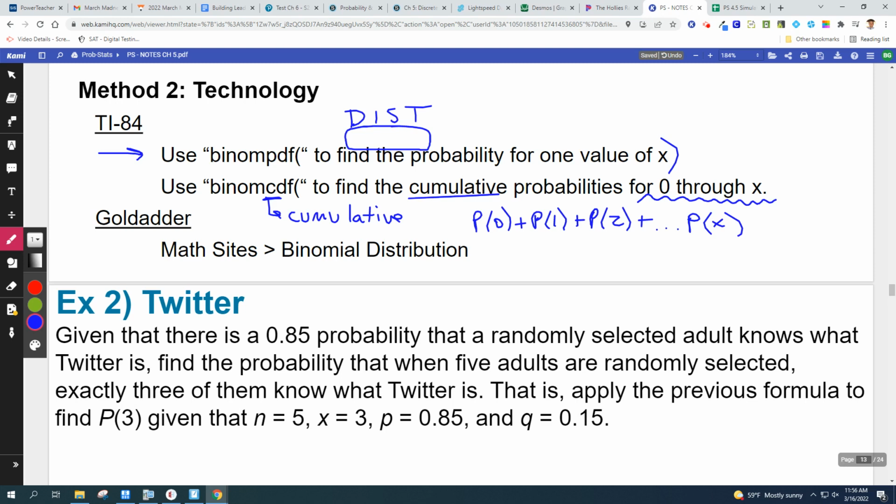The other method, if you don't have a TI, go to your math sites on Goldadder and find the math site that's talking about binomial distribution. That's what we're looking at. Honestly, I kind of like the website better because it gives me more options. The TI is great, the TI will work, but you might have to put a little bit more thought into it. All right, both of them are good.